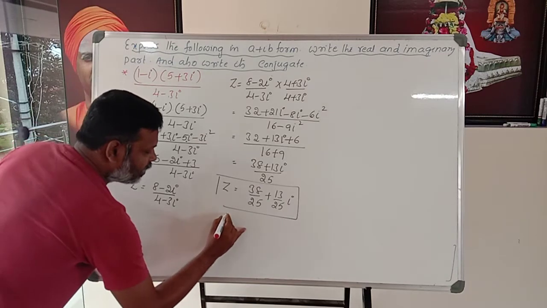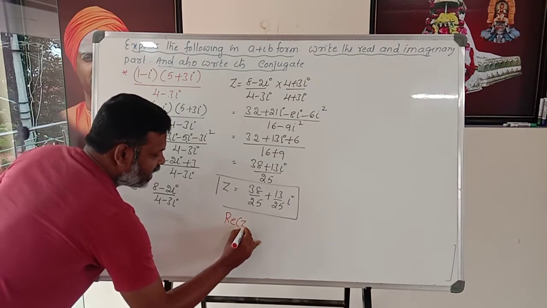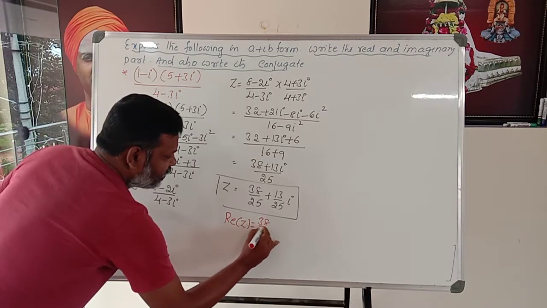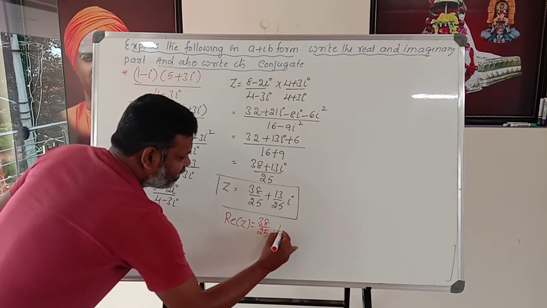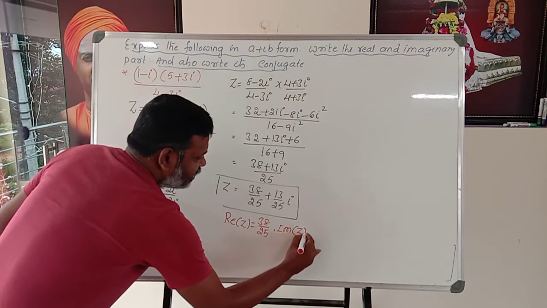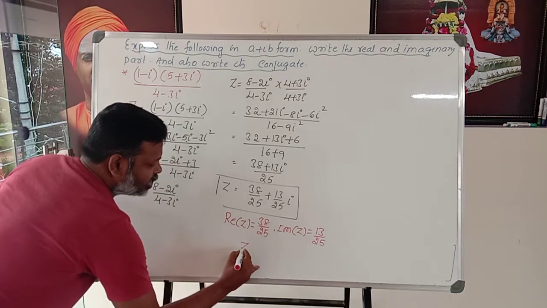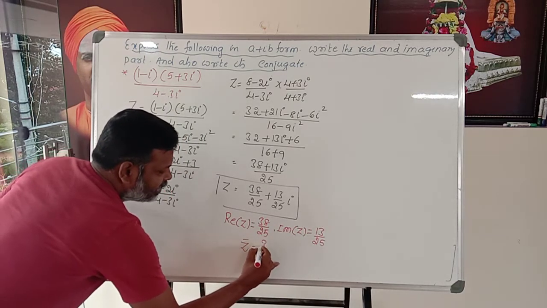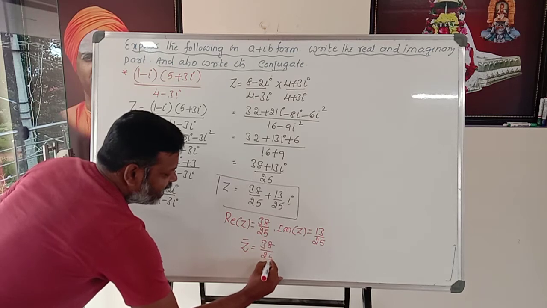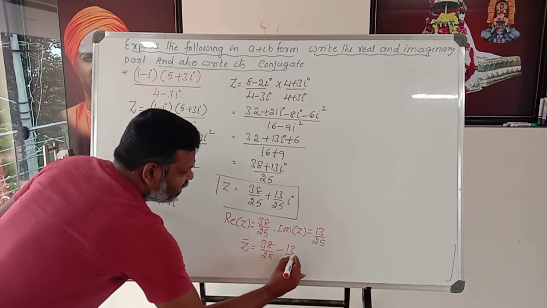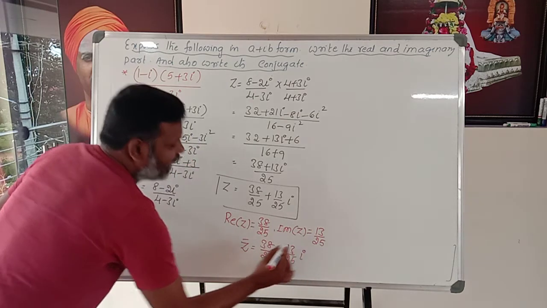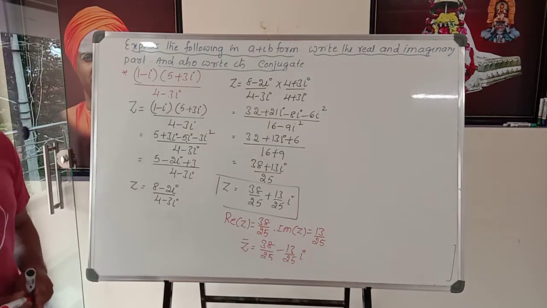Further we have to write the real part of z. What is the real part of z here? 38 divided by 25. What is the imaginary part of z? That is equal to 16 by 25. Further we need to write the conjugate. What is the conjugate here? 38 divided by 25 minus 16 by 25 into i. This is how we are going to do this problem.